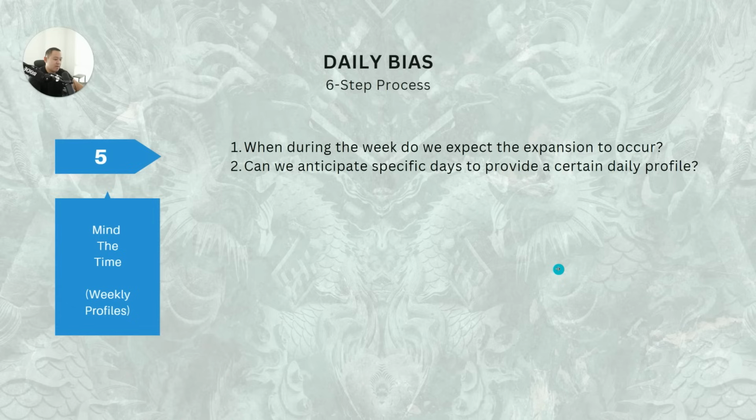Number 5 is nailing the time. Again, weekly profiles. So when during the week do we expect the expansion to occur? And can we anticipate specific days to provide a certain daily profile? So let's say Wednesday came, we had FOMC, we put in a bullish displacement, and then Thursday we have a medium impact or one high impact news event. As a daily profile, we want to see price possibly trading below the daily open, and then positioning itself to go bullish.